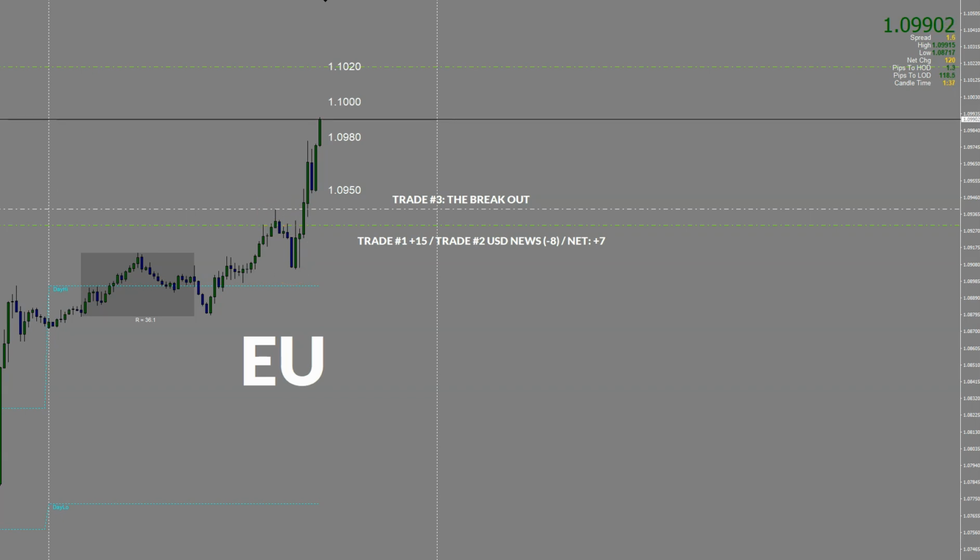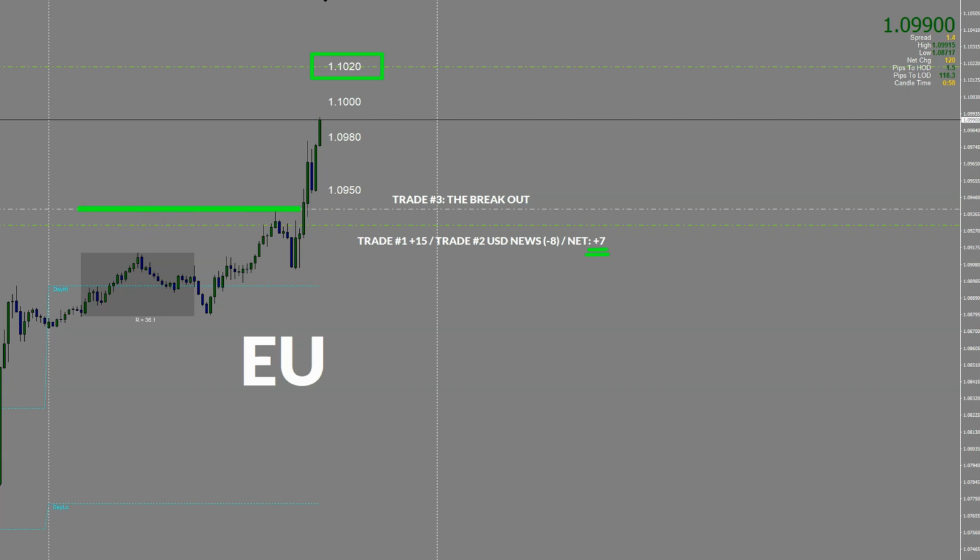And so this pair I had traded twice before I got in on the break. The first trade was 15 pips, and that was on the euro main refinancing rate announcement. And then the next trade was on the USD news, where I took a full stop for -8. So the net on that was +7. And then I was able to get in on the break right here. And this is the break I'm talking about right here. And this pair is now in a gorgeous trending move to the upside. I'm looking to target up here at 1020, and we'll see what it does.